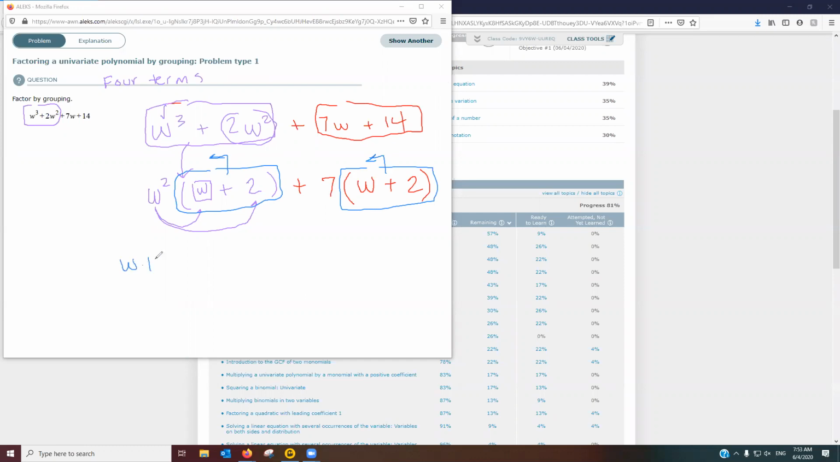So let me pull out the w plus 2 parenthesis in front. If I do that, I'm left with a w squared here. And in the back here, I'm left with just the number 7. So this is the final answer for this problem. Okay, again, this is called factor by grouping.